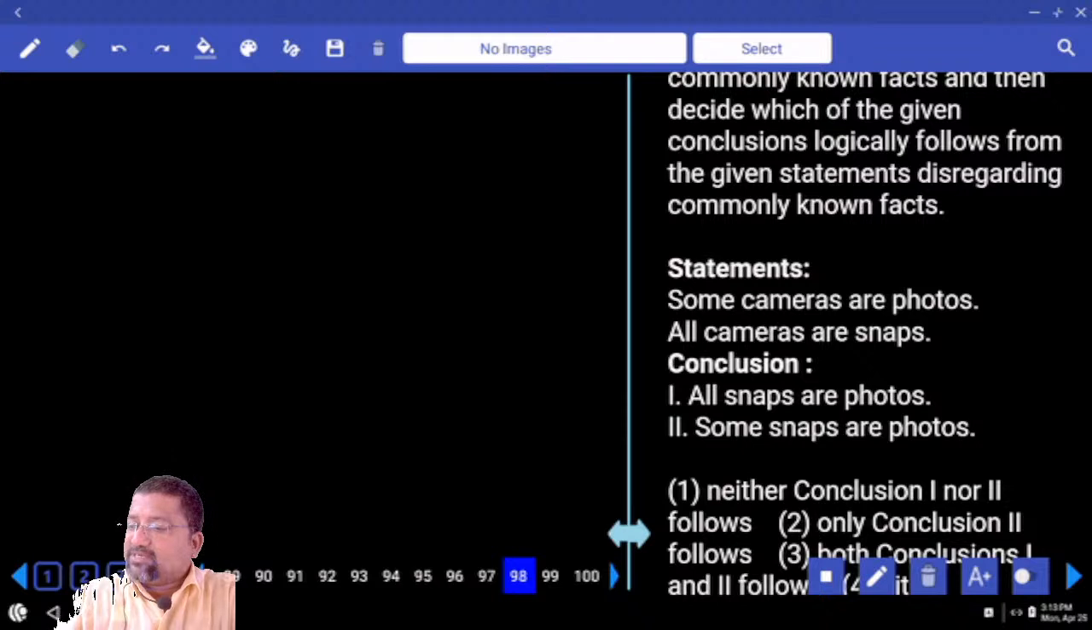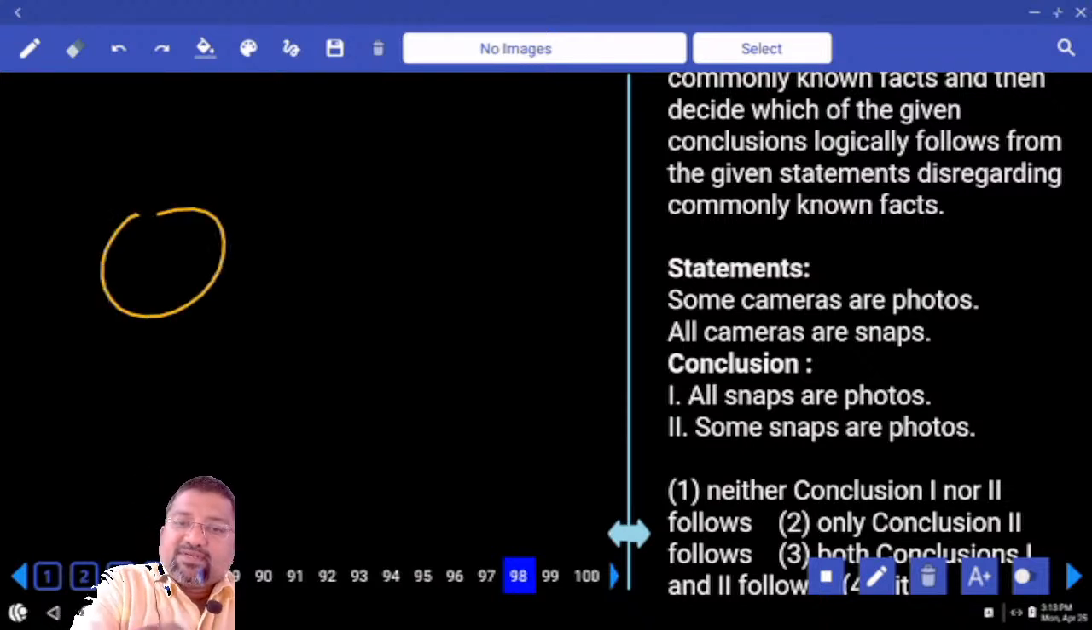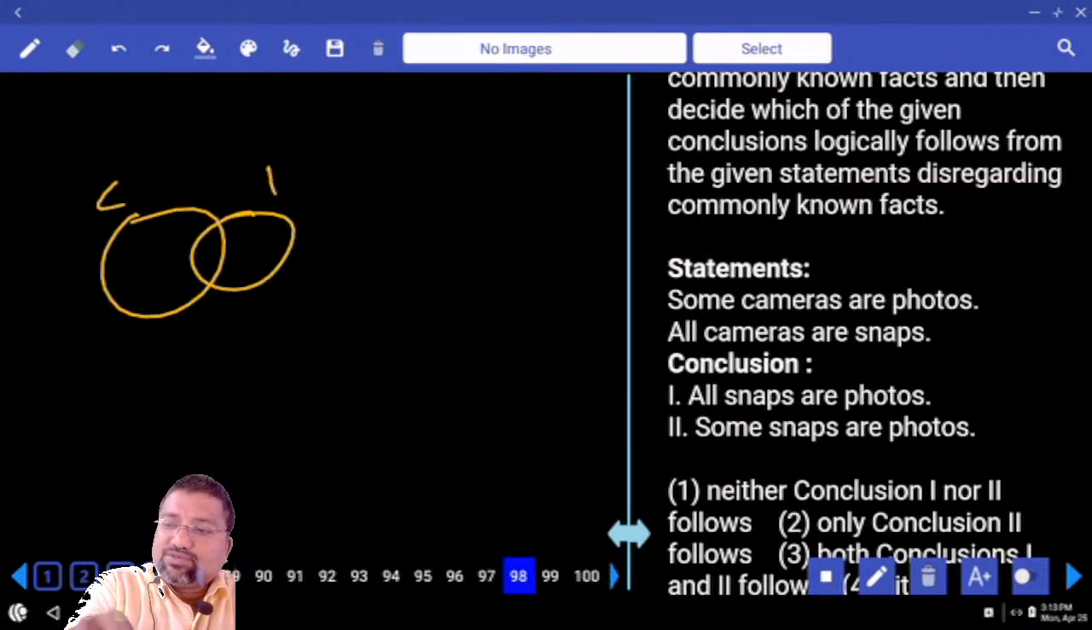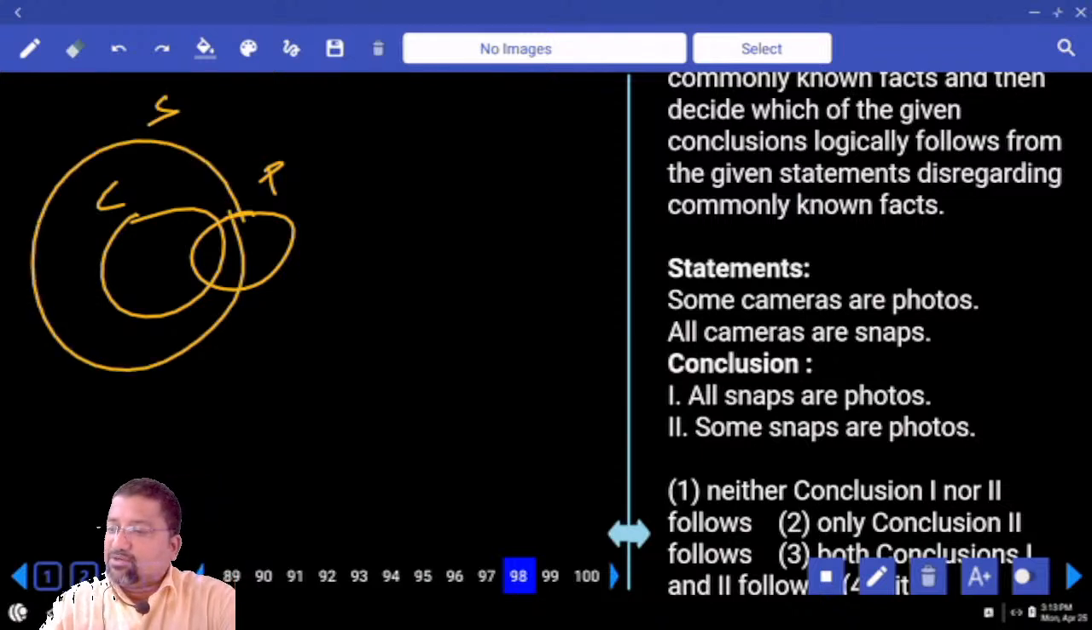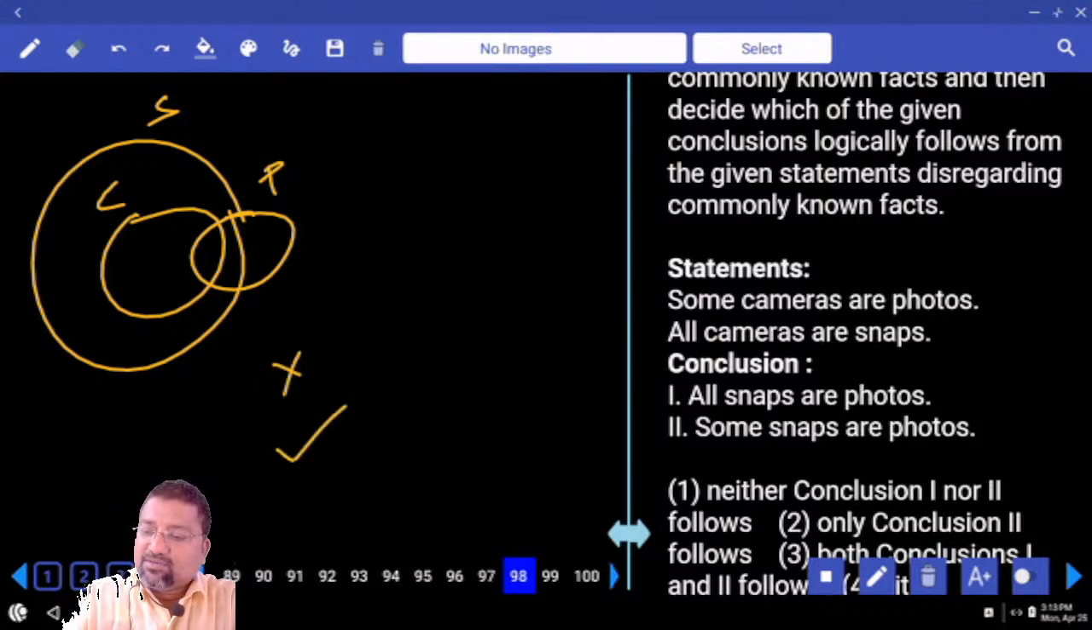98. All the statements positive or negative? Positive. Some cameras are photos. All cameras are snaps. What's the first conclusion? All snaps are photos. Do you see all snaps inside photos? No. Some snaps are photos? Yes. Only 2.